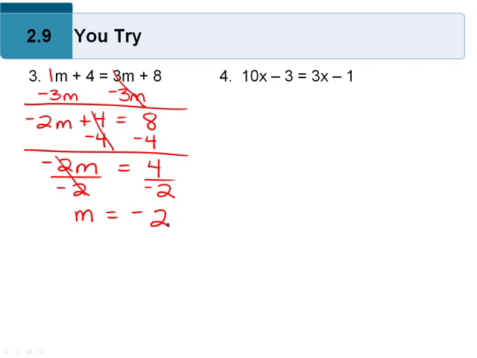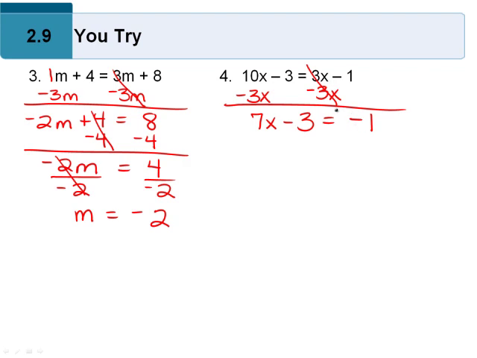All right, let's look at number 4. 10x minus 3 equals 3x minus 1. So no like terms on the left, no like terms on the right. I'm going to start by moving my variables to the left. So I'm going to subtract 3x from both sides. So 10x minus 3x is 7x minus 3 equals negative 1. So be careful. Make sure you bring that sign down with the 1. That's very important.